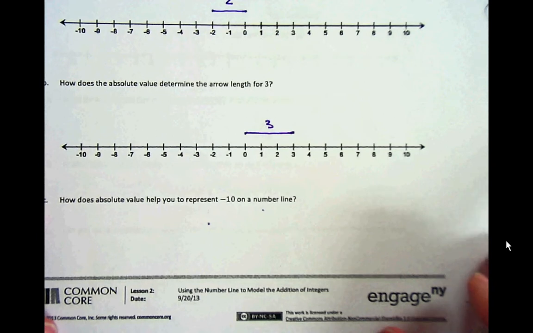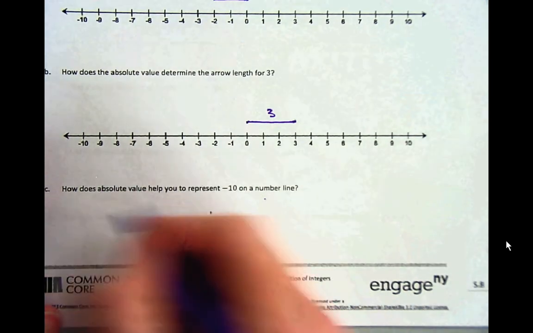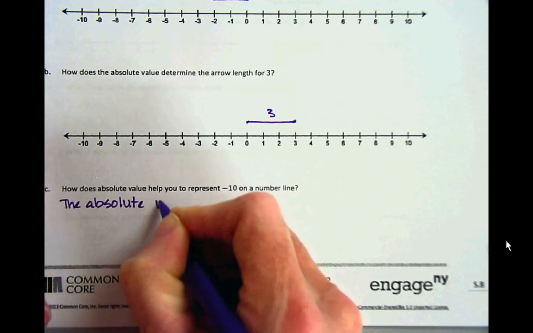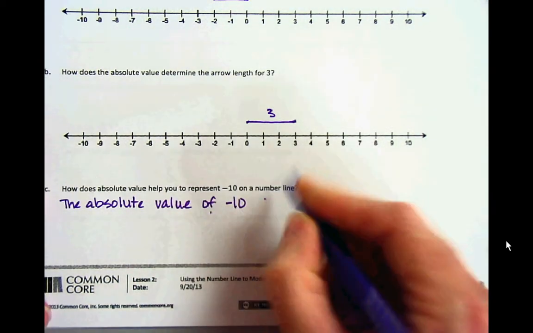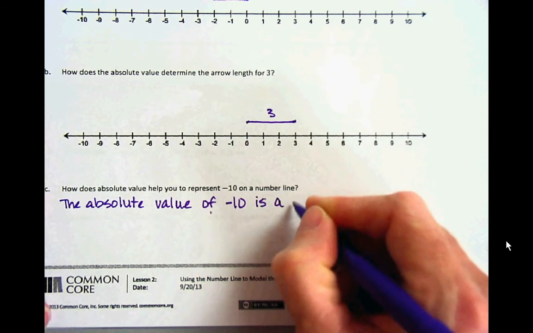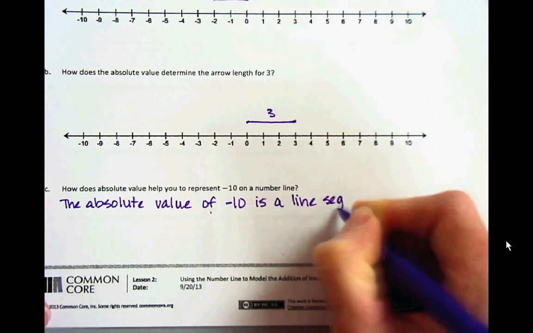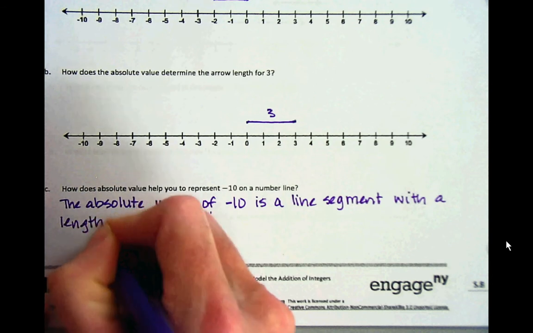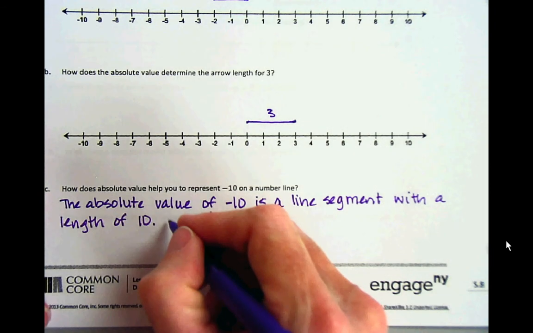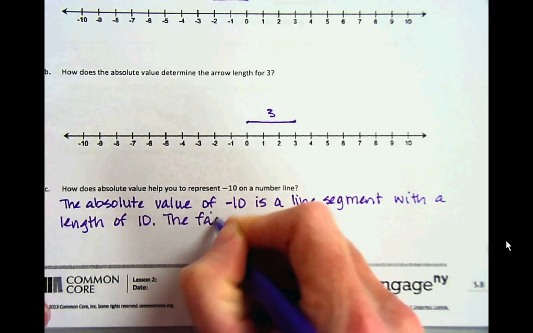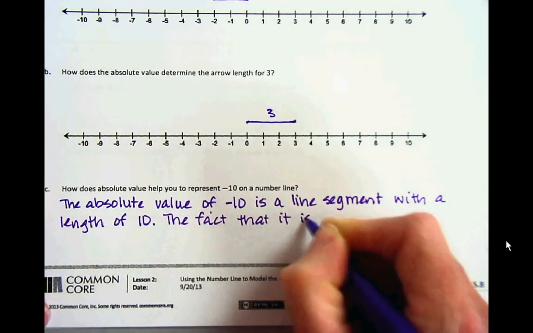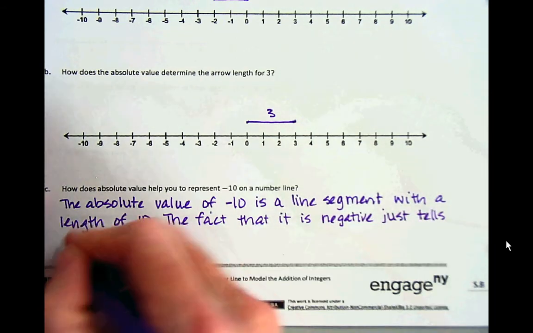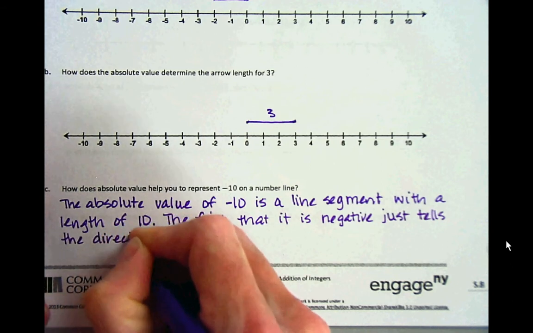Now, how does absolute value help you represent -10 on a number line? Well, again, it's all about length. So the absolute value of -10 is a line segment with a length of 10. Okay. The fact that it is negative just tells the direction from 0.